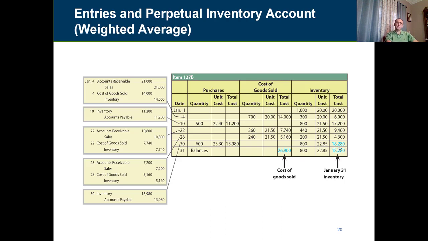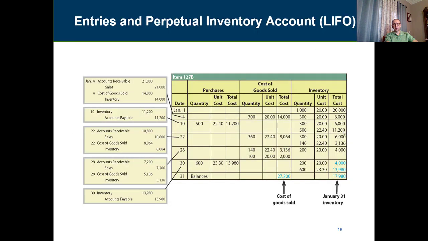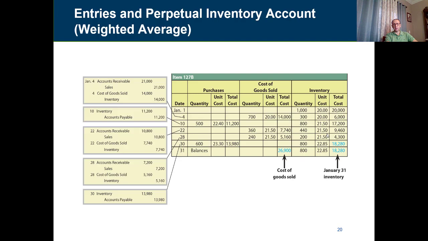One thing I want to remind you: when we're using the weighted average, we're never going to split any row. Unlike if I go back to the LIFO, for example, you see here, in some cases we had to split the row into two sub rows. Why did we do that? Because we had two batches in one row. But in the weighted average, we don't have that. For every date, it's just one row.